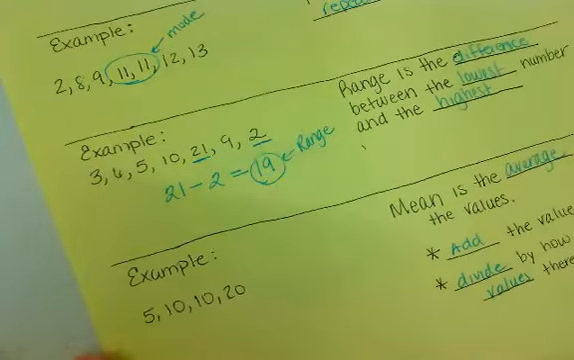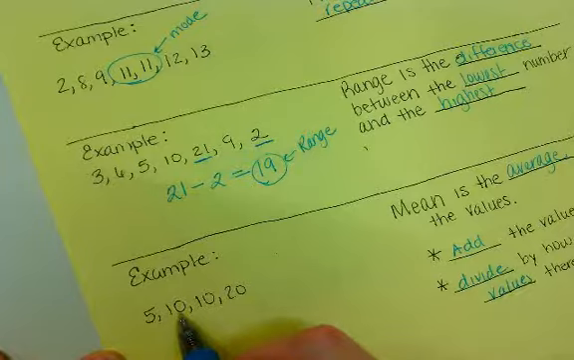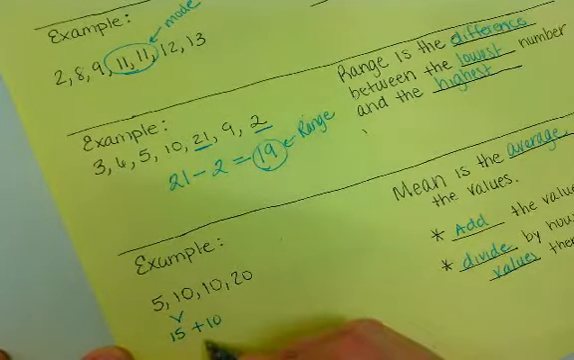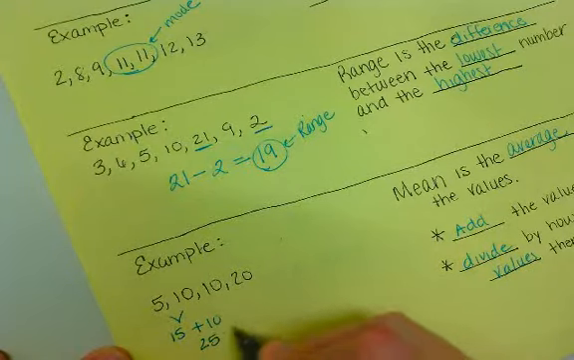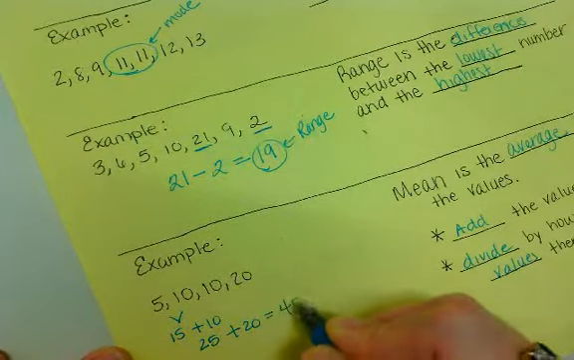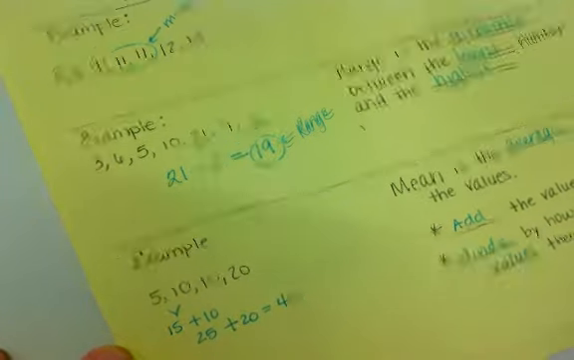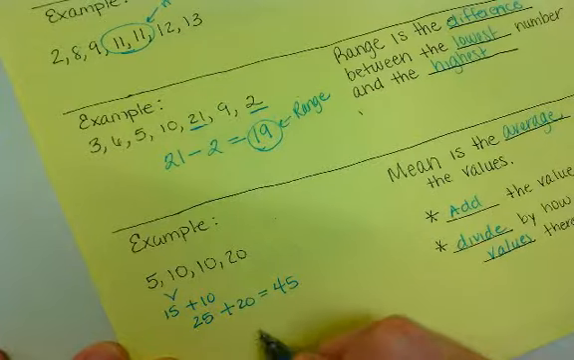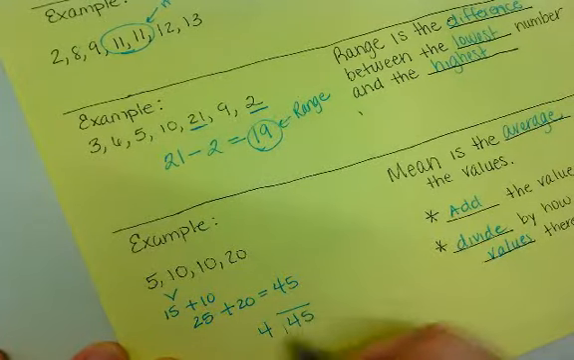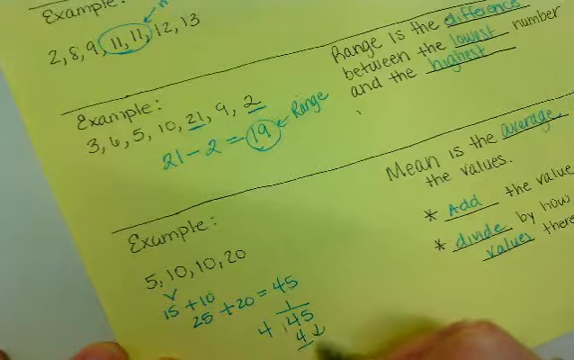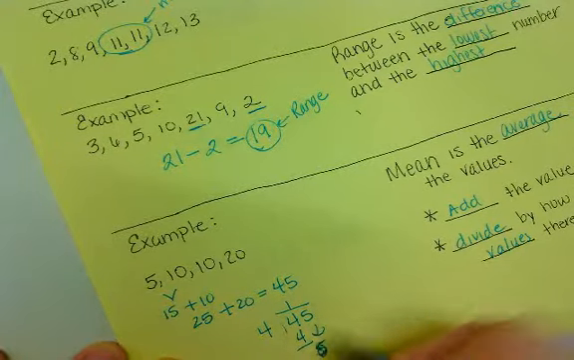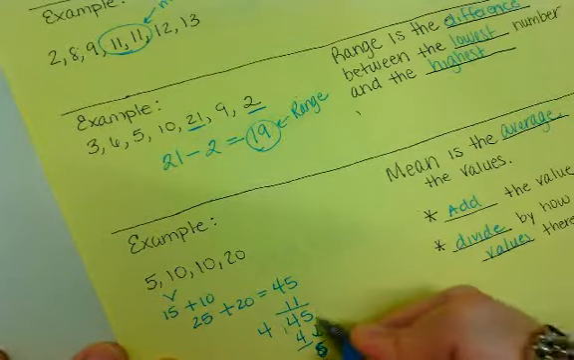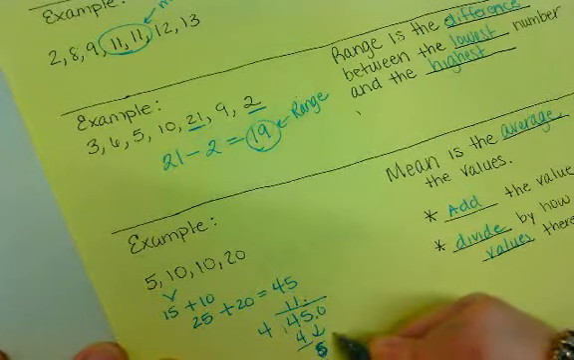So let's look at what I mean by that. Here we have 5 plus 10 is 15, plus 10 is 25, plus 20 is 45. Okay? So we've added it up. Now, we have 1, 2, 3, 4 values, so we're going to divide by 4. 4 goes into 5 one time. Bring that down. Put a decimal. Add a 0.